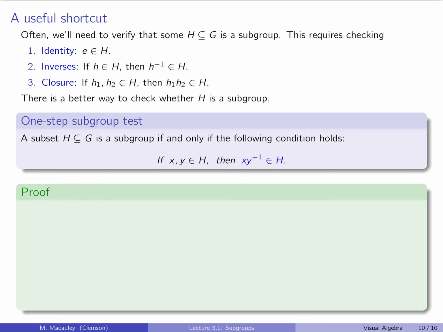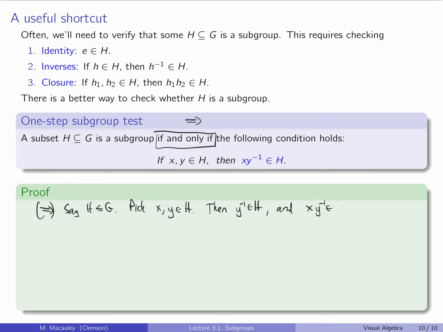Let's prove this. So the forward direction, since it's if and only if, we're going to first prove this direction. Let's say that H is a subgroup of G. And then pick x and y in H. Then, because H is a subgroup, y inverse is in H. And so by closure, x y inverse is in H as well. If H is a subgroup, of course these 2 elements are in there, so this is in there.